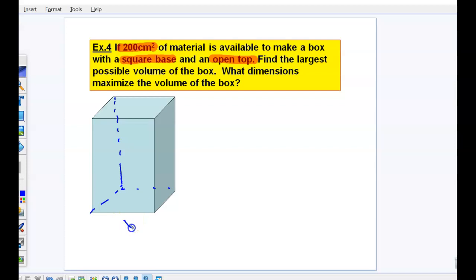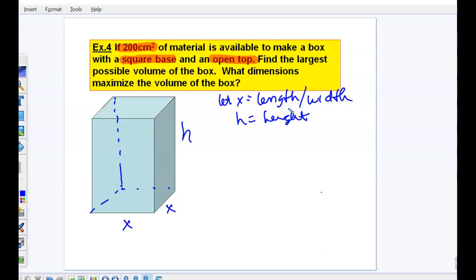If the base is square, the length and width will be x, and there'll be some height h. So we're going to let x equal the length and the width, and h is going to represent the height. Right now we're given the surface area of the box is 200 centimeters squared. If we think about the surface area of this box, it's going to be the area of the base plus the area of the walls.